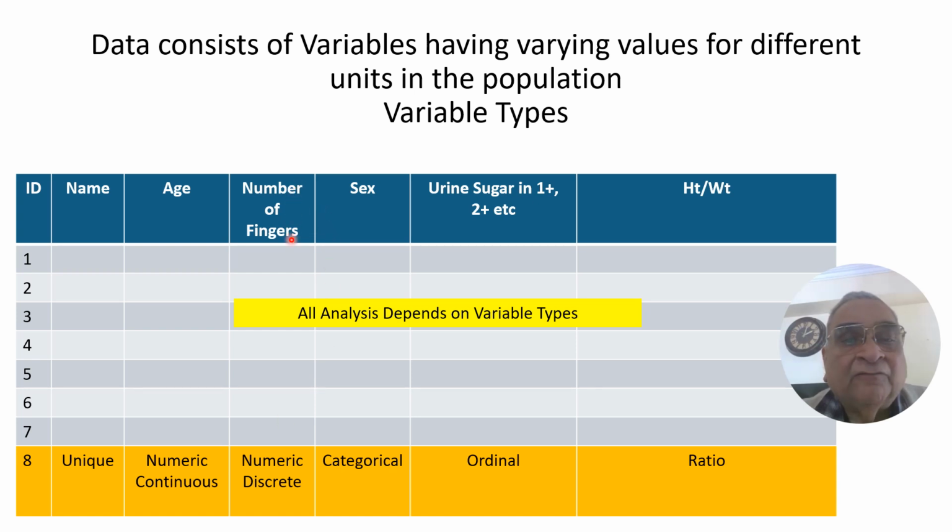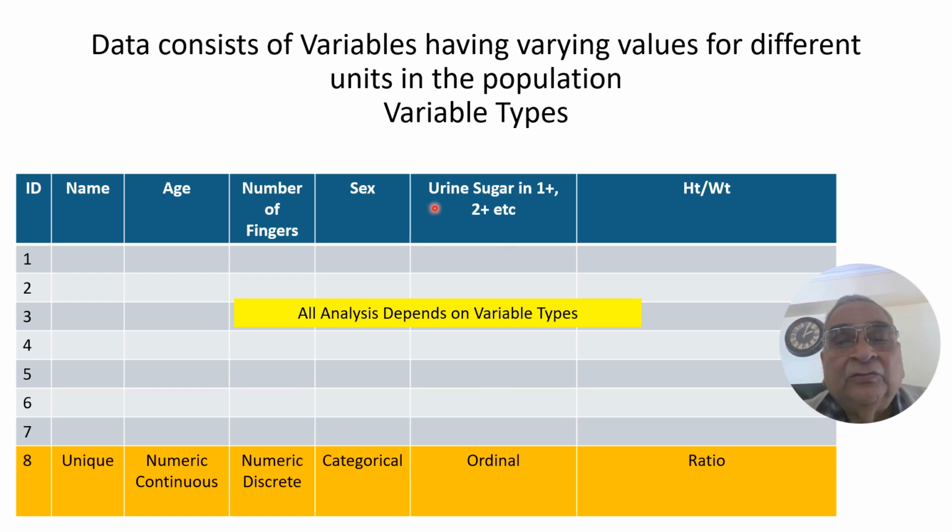But number of fingers cannot have fractions. You cannot have 5.7 fingers. It can be either 5 or 6. So such numeric variables are called numeric discrete. Then sex is a variable which is like name, like male or female. So male and female cannot be added or subtracted or multiplied or divided. So these are called categorical variables. They define the category to which the person belongs.